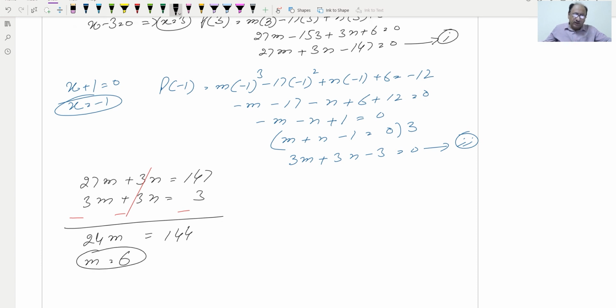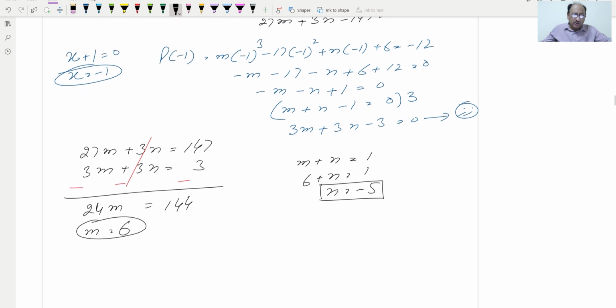Now this m value we can replace in any of the equations. So I can replace in this, m plus n is equal to 1. So 6 plus n is equal to 1. So n is equal to 1 minus 6, so minus 5. So n is equal to minus 5. This will be the second value. So we got these two values.